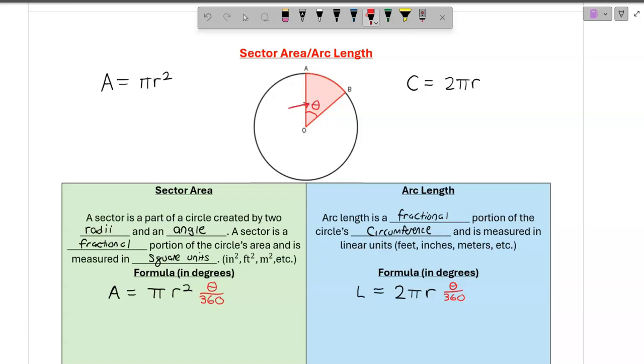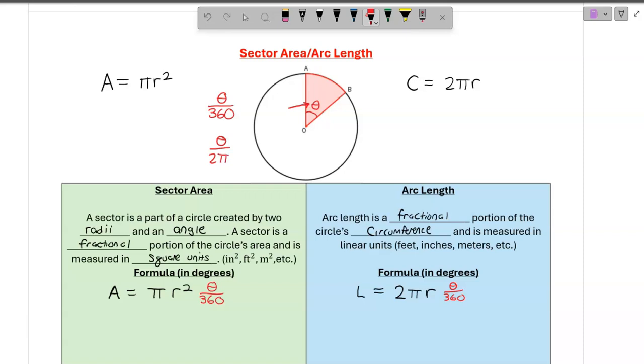So if I wanted to figure out the area of that red slice that you see there on the screen, I would need to find the sector area. I would need to ask myself, what fractional part do I have? If that theta was measured in degrees, it would be theta over 360. If we were finding it in terms of radians, it would be theta over 2 pi. It just depends on what unit we're working with.